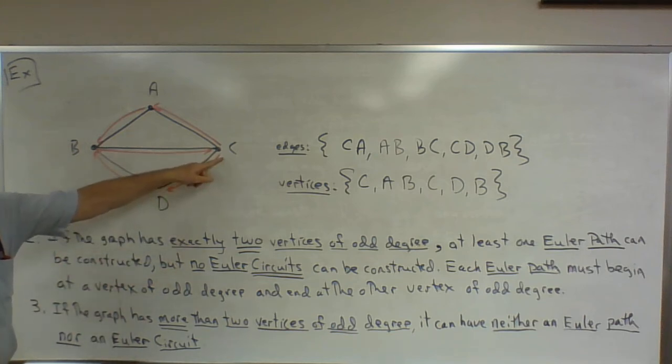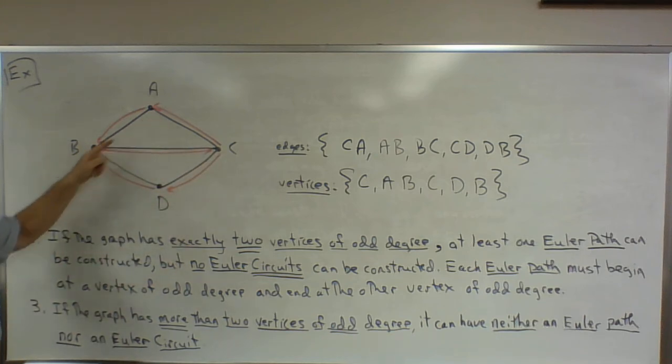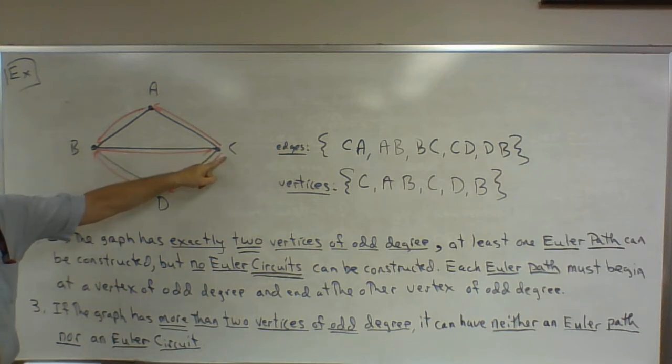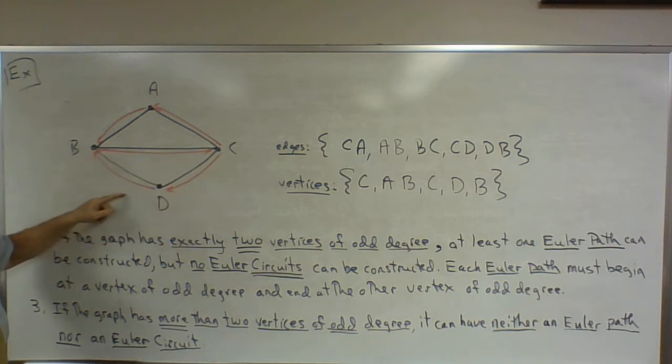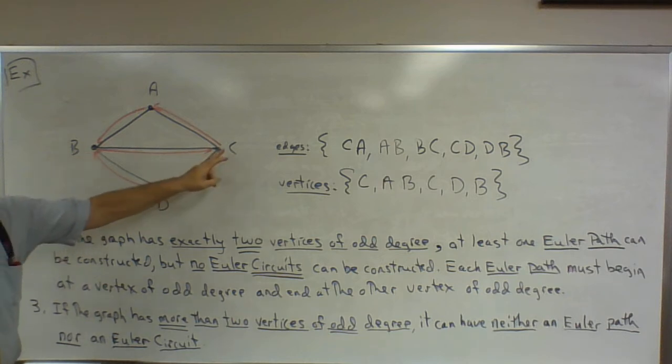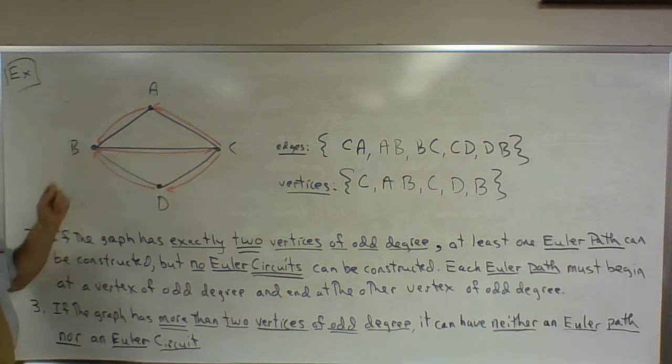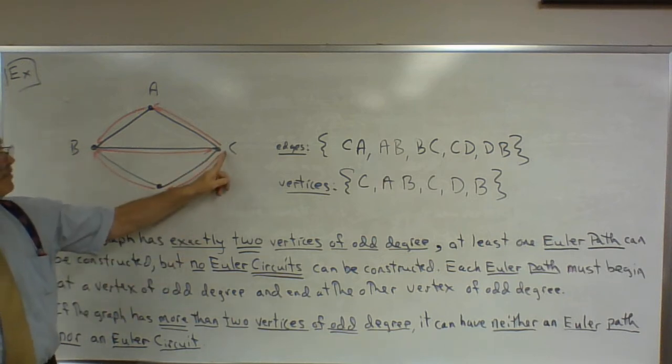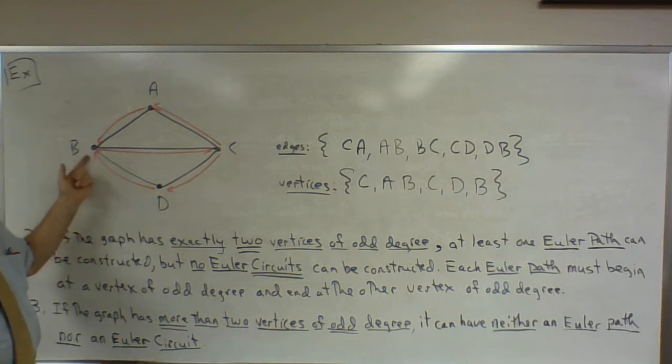So we started at C and went to A, then we went to B, then we went back to C, then we went to D, then we went to B. We started at C, we ended up at B. We started at one vertex of odd degree, we ended up at the other vertex of odd degree.